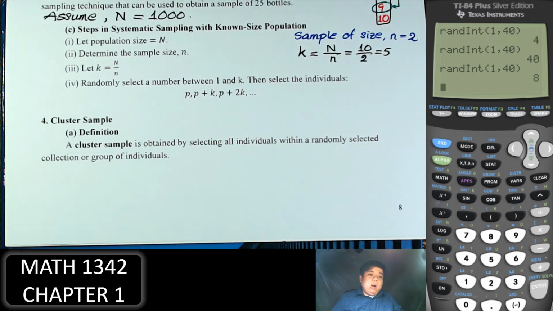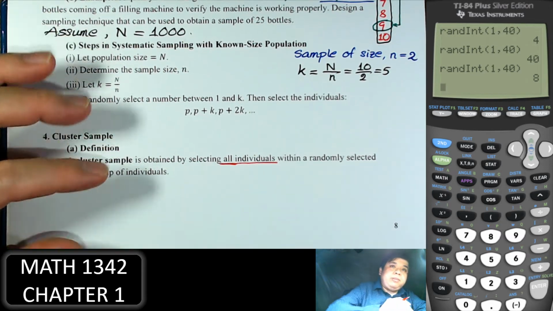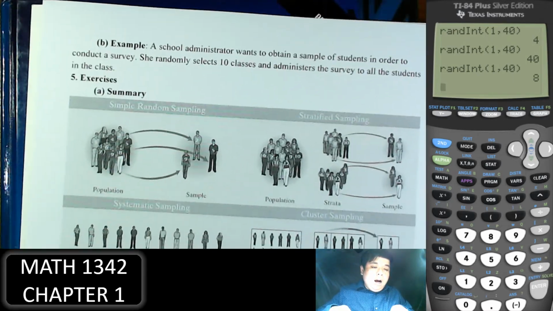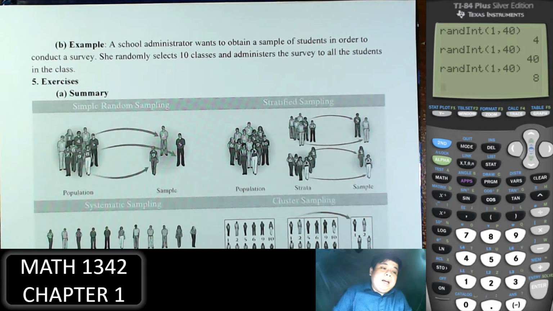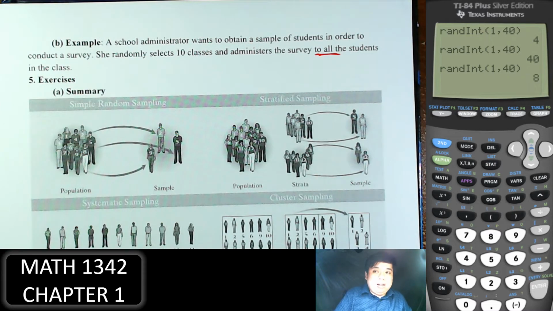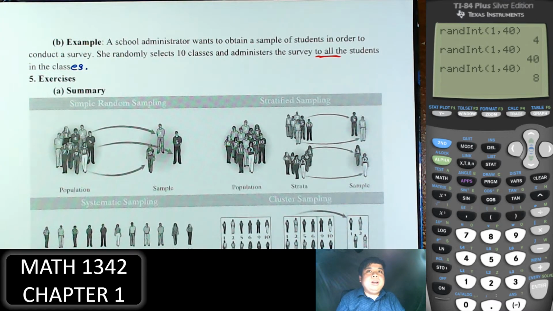Right. Next, we have a cluster sample. A cluster sample is obtained by selecting all individuals within a randomly selected collection or group of individuals. So the key here of the cluster sample is we select all individuals. Here's an example. A school administrator wants to obtain a sample of students in order to conduct a survey. So she randomly selects 10 classes and administers the survey to all of those students. So the key here in cluster is that all students in those 10 classes are surveyed. So that is a cluster.